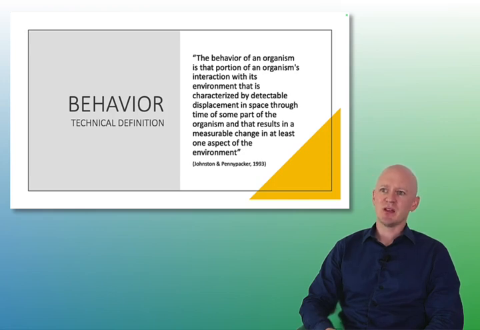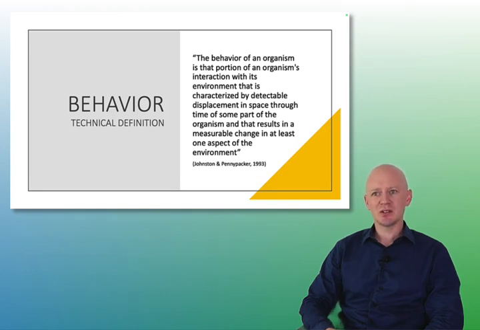So first we have behavior, which is: the behavior of an organism is that portion of an organism's interaction with its environment that is characterized by a detectable displacement in space through time of some part of the organism that results in a measurable change in at least one aspect of the environment. Blech, that's a lot, right? Again, it's important that we know these technical definitions, but to really understand the concepts, try to put this in your own language, and I'll provide examples of that.